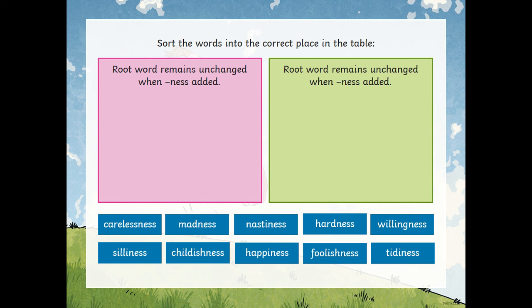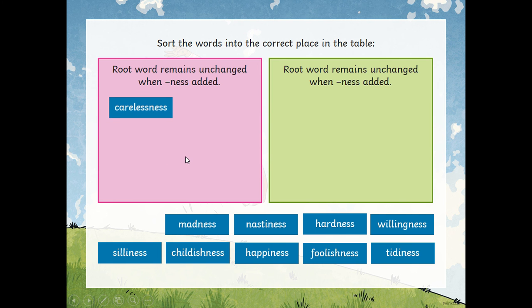So sort the words into the correct place in the table. With some of these adjectives, some of these root words, they stay exactly the same. So if the root word remains unchanged, we're going to put it over here. If you can see what the root word is, but the spelling of the root word is different, we would put it over here. So carelessness: the root word is really care, but when we look at it, it'd be careless. That spelling stays the same, and we're just adding the NESS, so it should go over here.